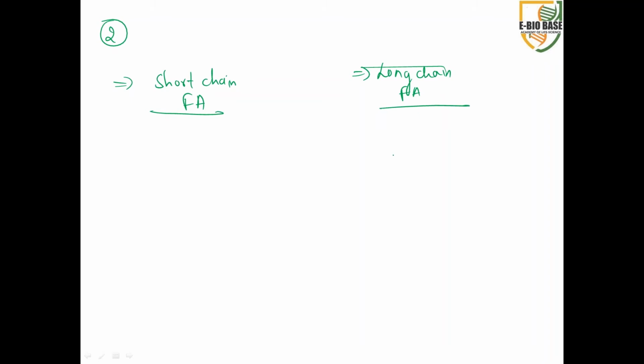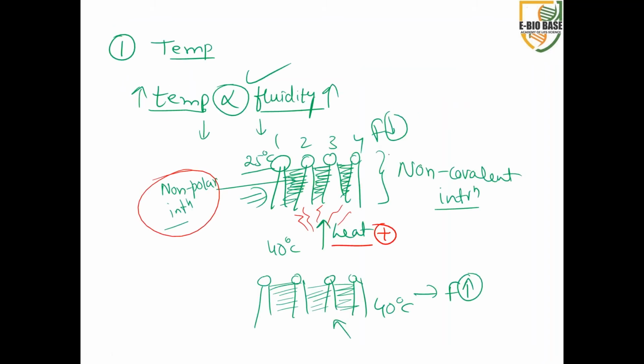So second factor, we know that short chain and long chain fatty acids, right? So speaking about short chain, I'll just write down the short chain here. Short chain fatty acid. This is FA, fatty acid, and here I'll just write down long chain fatty acid. Long chain fatty acid. So you need to compare both short chain and long chain fatty acids. You'll understand. So in previous slide, what we have discussed is temperature is directly proportional to fluidity.